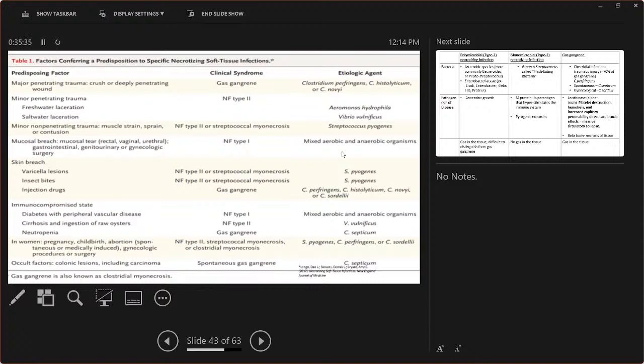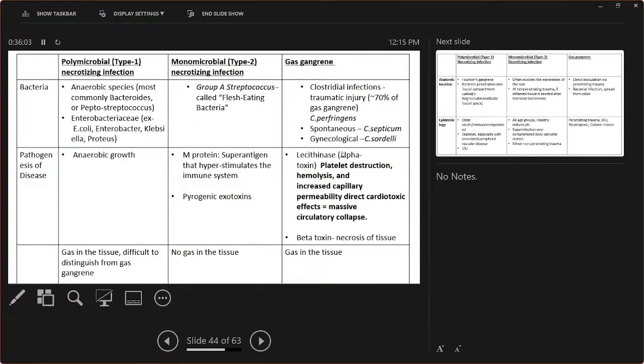Then there is the mucosal breach: any genitourinary or gynecological surgery, GI mucosal breach, or the skin breach. A skin breach is varicella, insect bite, injection drugs. We see many varicella cases which end up leading to cellulitis in babies. Then there are immunocompromised patients like diabetes with peripheral vascular disease, cirrhosis, neutropenia. Next slide I have elaborated.